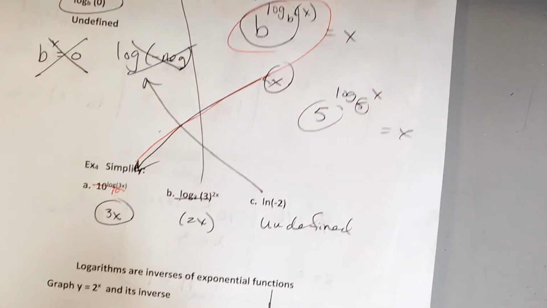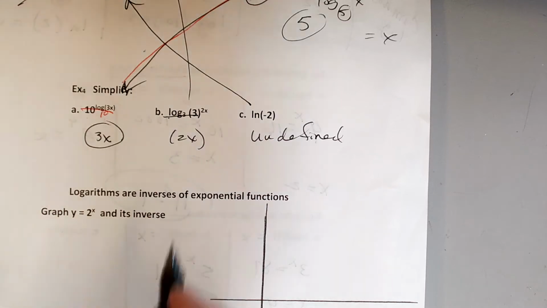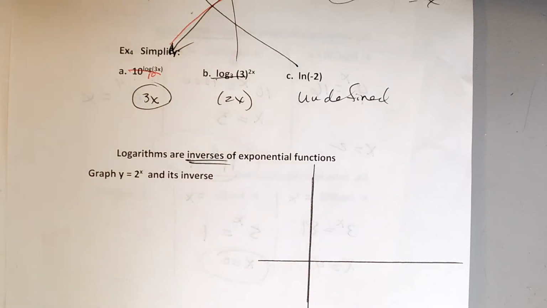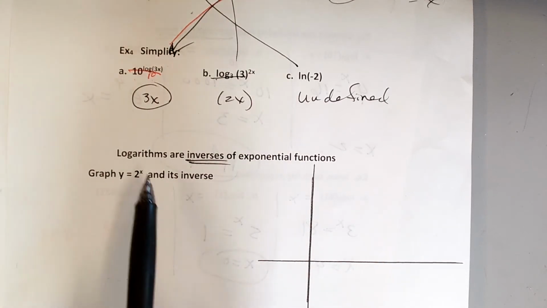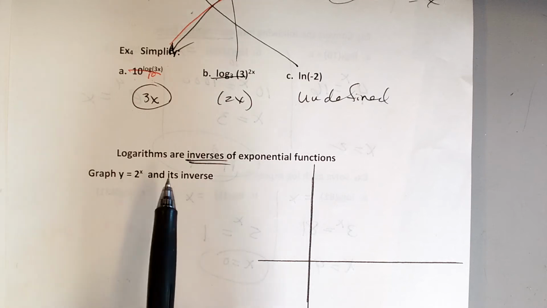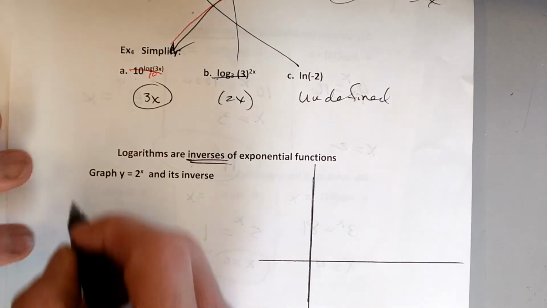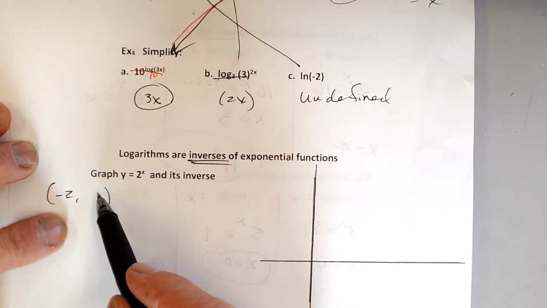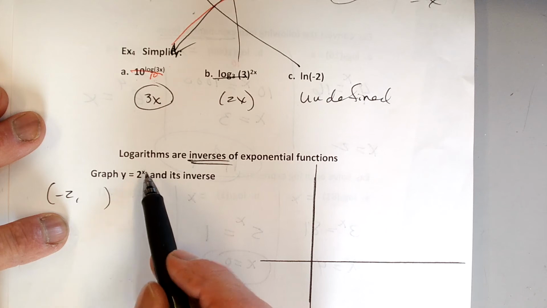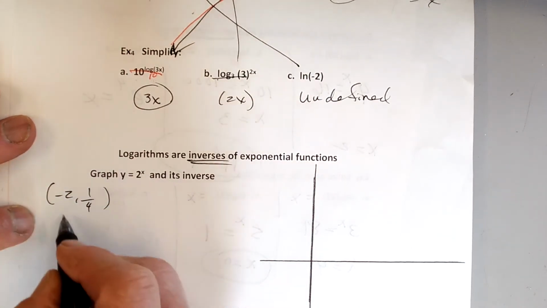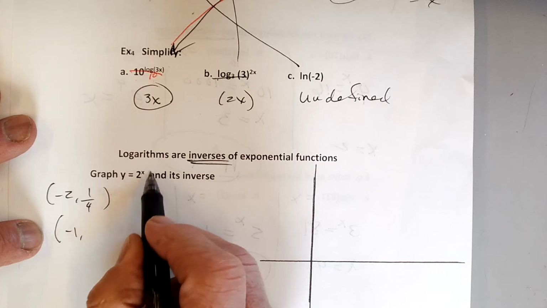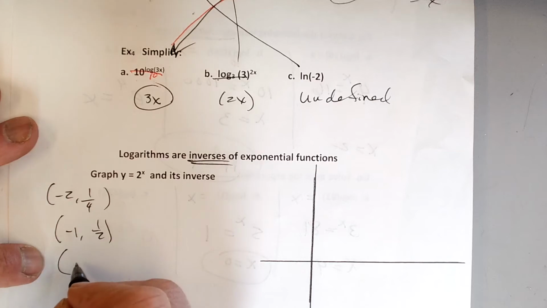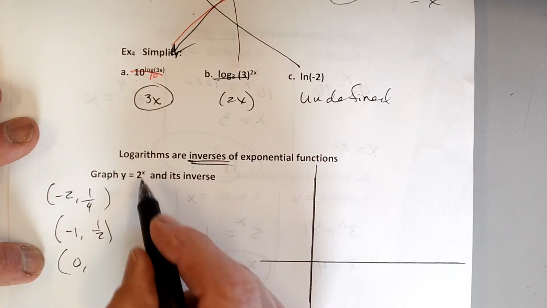All right, last thing to do. Logarithms are really inverses of exponential functions. What we did yesterday is we graphed exponentials, and one of the things we did was start plugging in numbers. I plugged in -2. 2 to the -2 is 1/4. Then we plugged in -1, and 2 to the -1 turned out to be 1/2. Plugged in 0. 2 to the 0 is 1.